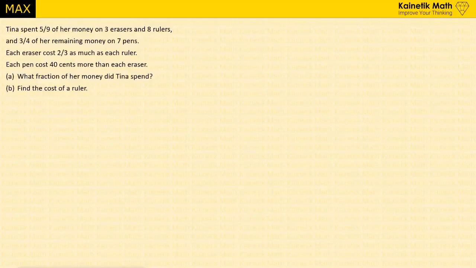Okay, let's read through this next problem. Tina spent 5/9 of her money on 3 erasers and 8 rulers, and 3/4 of her remaining money on 7 pens. Each eraser cost 2/3 as much as each ruler. Each pen cost 40 cents more than each eraser. Part A. What fraction of her money did Tina spend? Part B. Find the cost of a ruler.